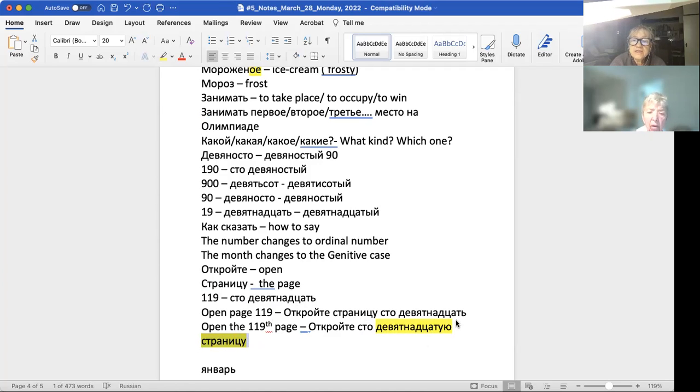Okay, so ordinal numbers, they are adjectives, right? And so they have to agree with the noun that they define. Okay, so on page 119, there is exercise 9b at the very top, there is this table, yellow table, right? See it? On what page? 119.